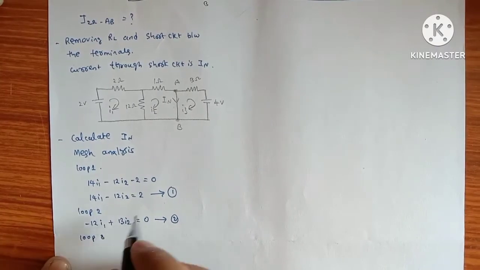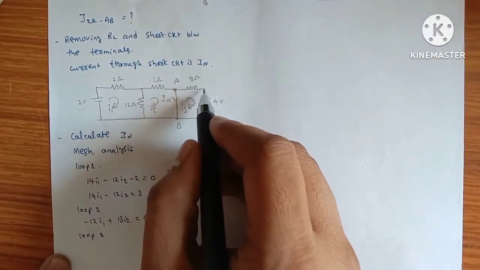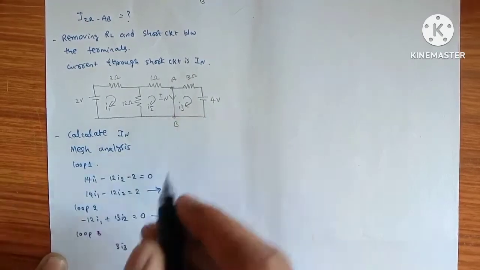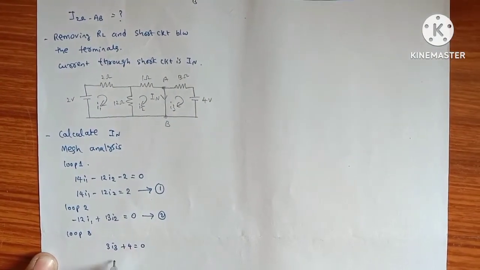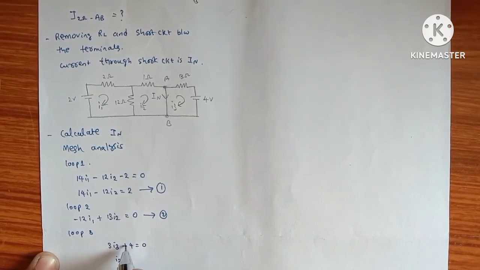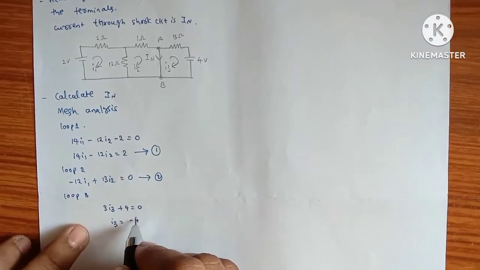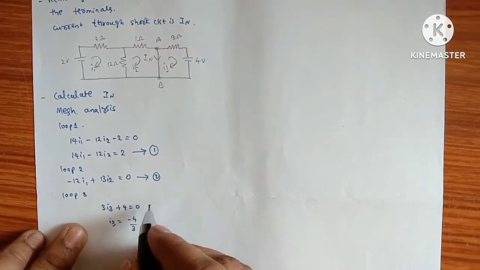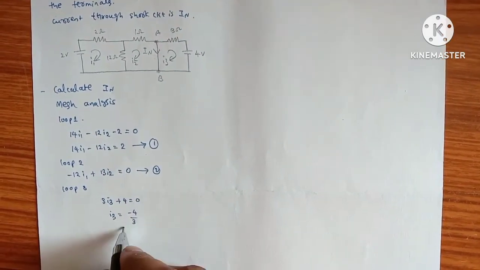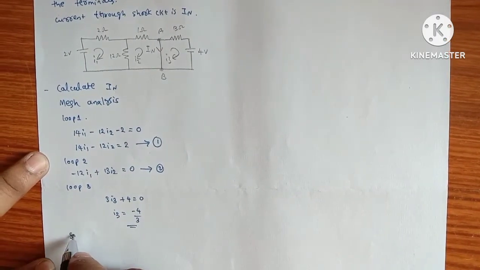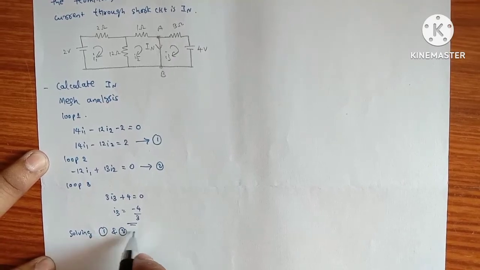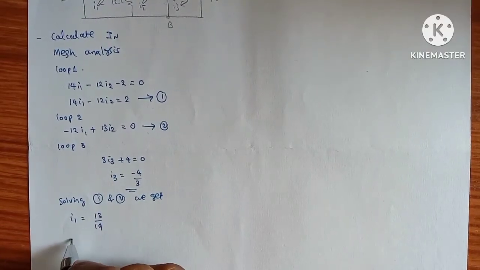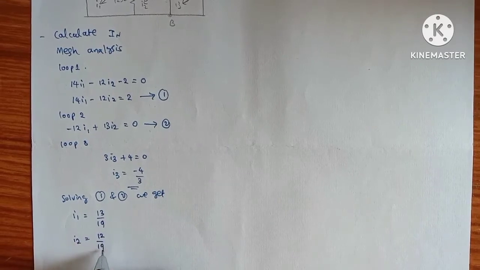From loop 3, here 3 I3, and I3 touches the first positive terminal of the 4 volts, so plus 4 equals 0. Taking the 4 to the other side, which is minus 4, and taking 3 to the other side, I3 equals minus 4 by 3. Solving equations 1 and 2, we get I1, and I2 we got as 12 by 19.